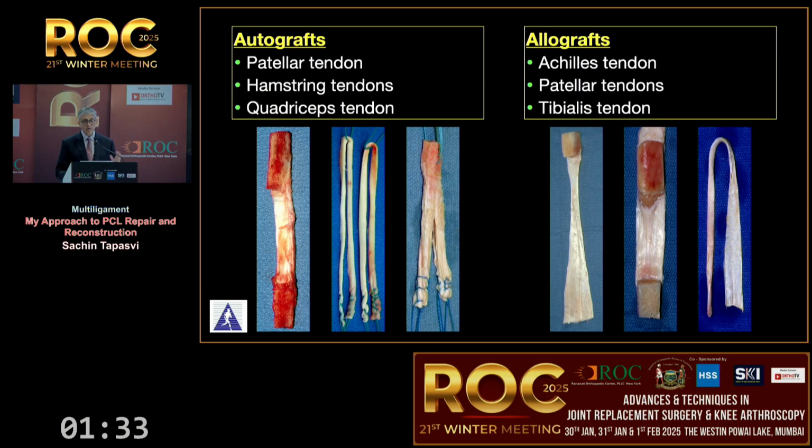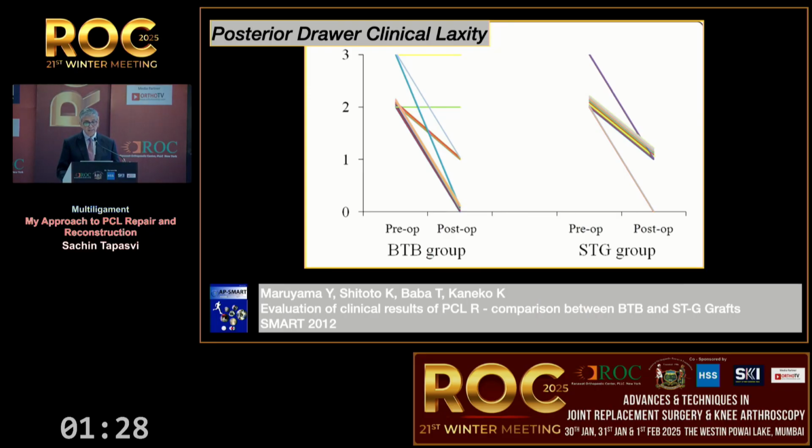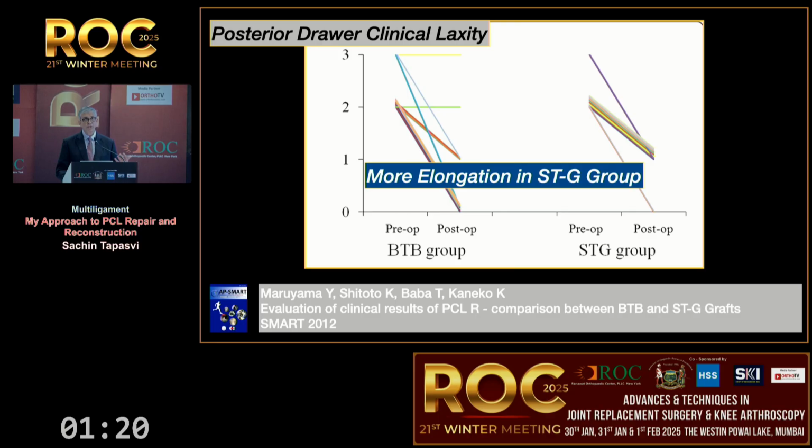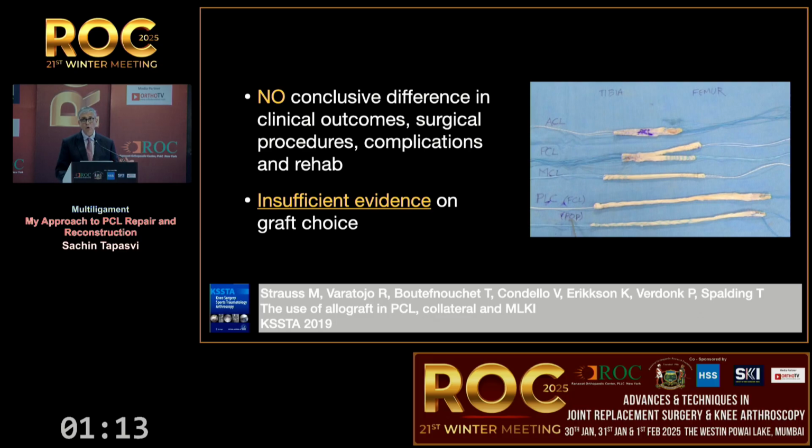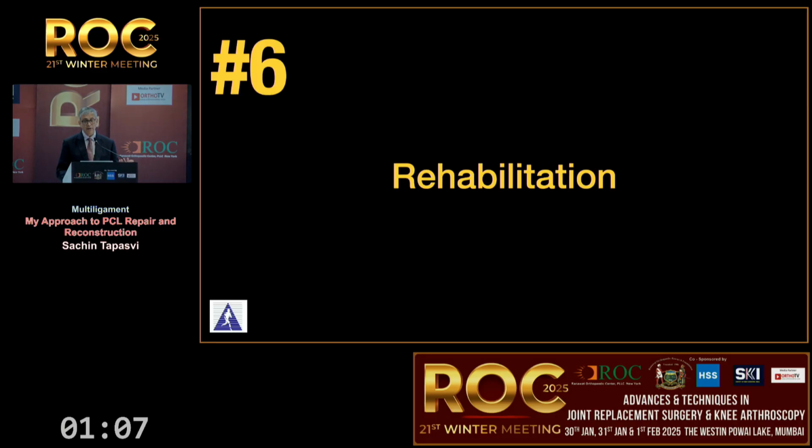Graft options: you have a variety of autografts and allografts. It's basically dealer's choice. Again, the literature is not showing too much change in terms of allograft or autograft, but soft tissue grafts will tend to show more elongation. So if you're using a predominantly soft tissue graft, then you should probably look at augmenting it with something more. Again, allograft versus autograft, there is no definite change.